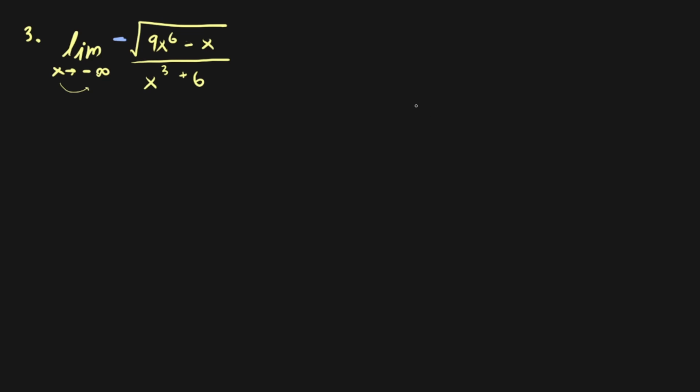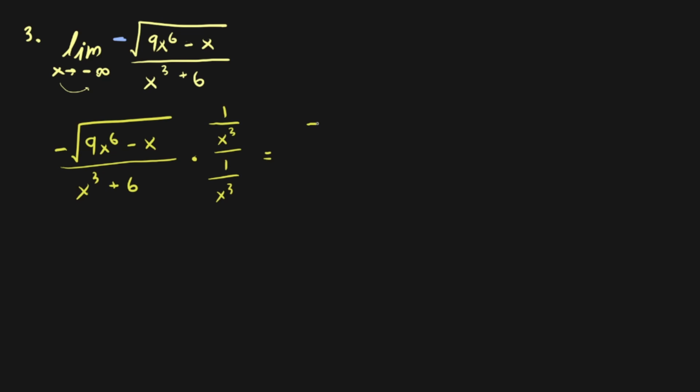I didn't know about this on my midterm, so I probably lost a lot of points because of this. But it's very important. So let's rewrite the expression below. So we have negative square root of 9x to the 6th minus x all over x cubed plus 6. And if you remember from the last video, we're going to multiply the numerator and denominator by 1 over the variable of the highest degree. In that case, that is x cubed. So I'm going to multiply the numerator by 1 over x cubed and the denominator by 1 over x cubed.